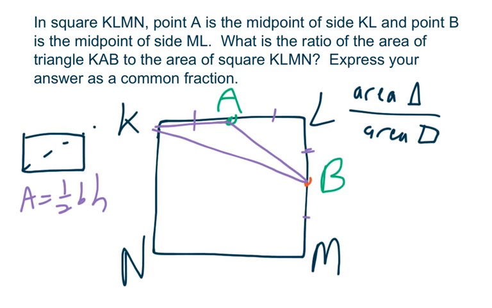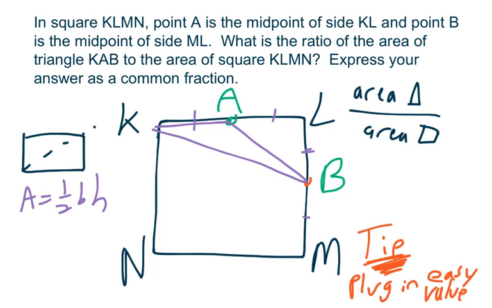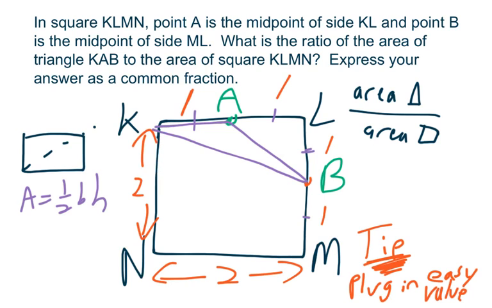And I don't have any numbers, so a trick here, actually a tip, is going to be to plug in an easy value, because you don't have any numbers. Anytime I don't have numbers, I want to plug in an easy value to work with. So I'm going to plug in 1 for each of these sides. So if these sides are all 1, then that means the whole side of my square is going to be 2, right? So it's going to be 2 all the way across. So the side of my square is 2, which means halfway is 1.